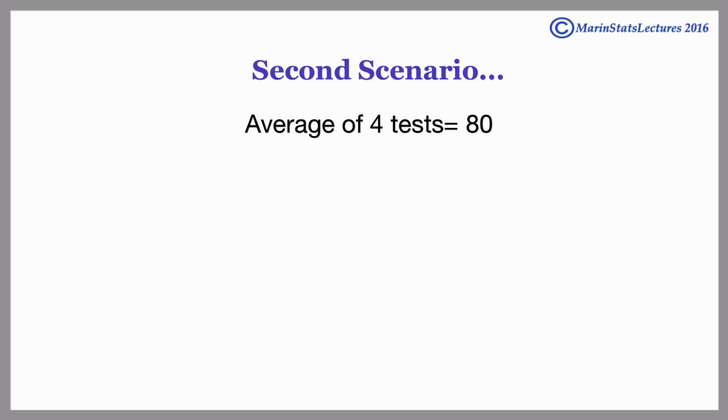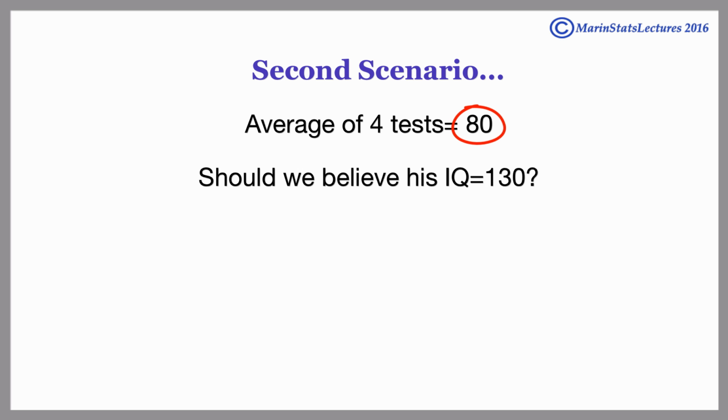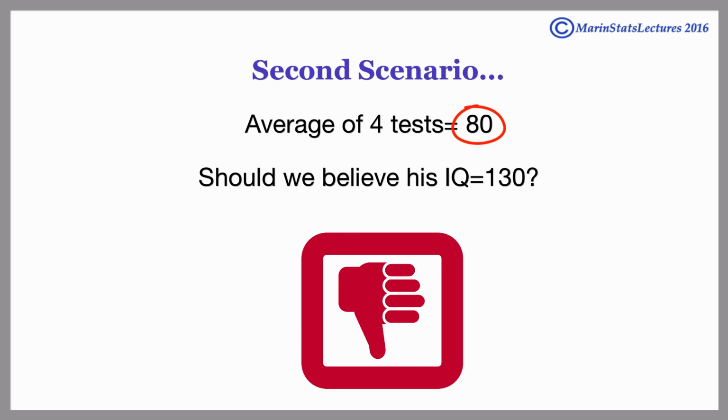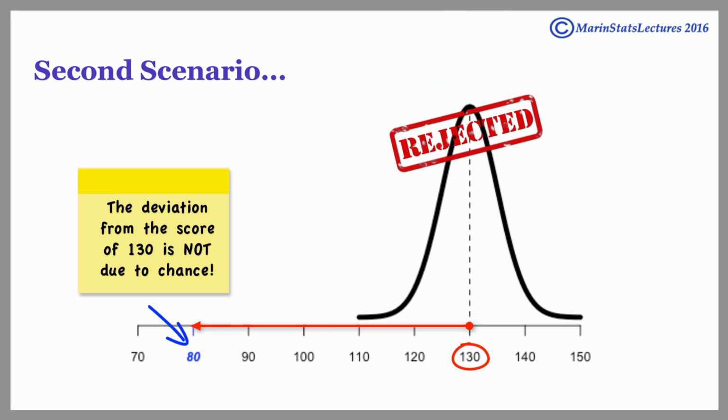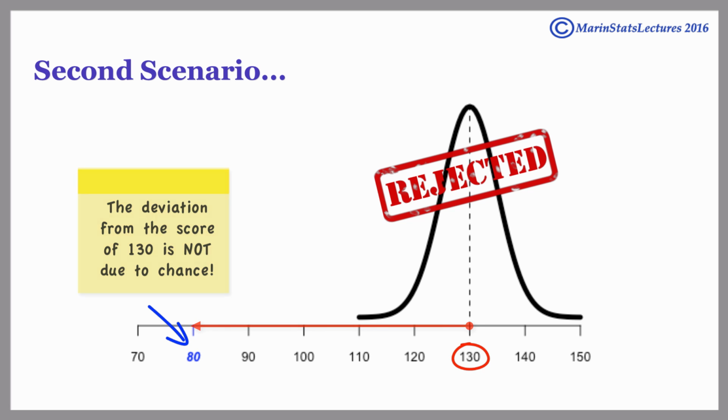Suppose instead that over the 4 tests, Kian averaged a score of 80 points. Would you believe his claim of having an IQ of 130 now? Probably not. And why is this? If his IQ really is 130, averaging a score of 80 is quite unlikely. You'd likely reject his statement that his IQ is 130.